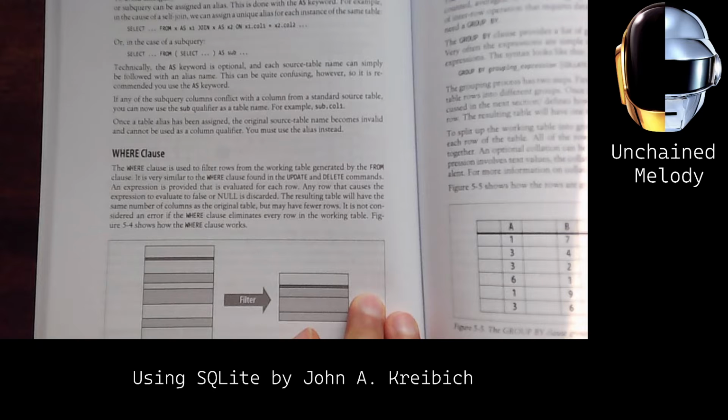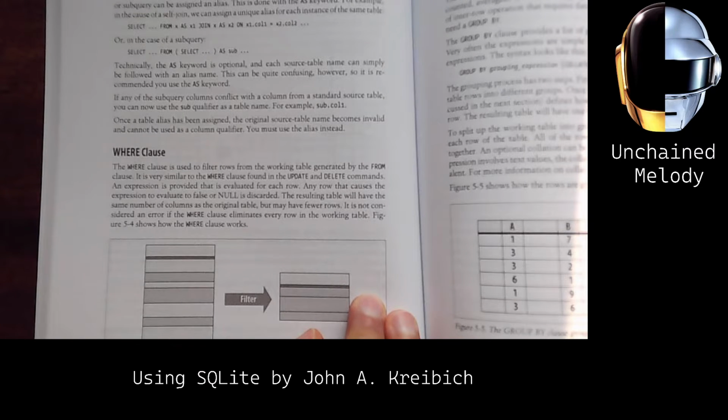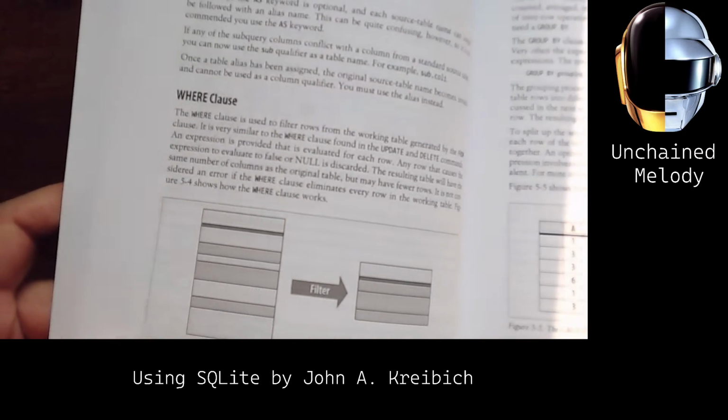Where clause. The where clause is used to filter rows from the working table generated by the from clause. It is very similar to the where clause found in the update and delete commands. An expression is provided that is evaluated for each row. Any row that causes the expression to evaluate to false or null is discarded. The resulting table will have the same number of columns as the original table, but may have fewer rows. It is not considered an error if the where clause eliminates every row in the working table. Figure 5.4 shows how the where clause works.